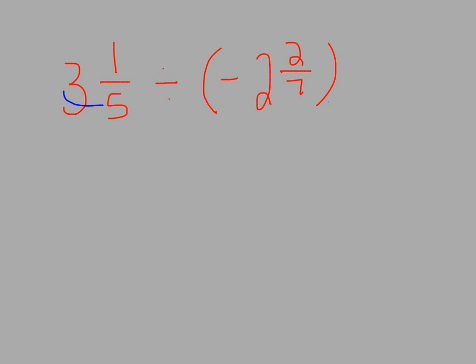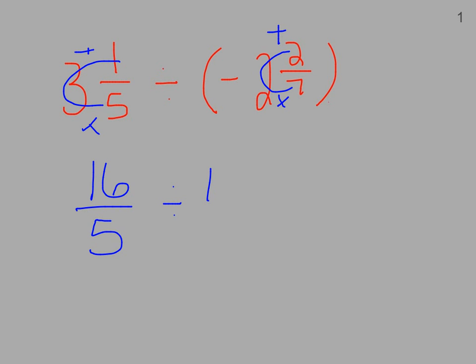So we're going to multiply here and add on the top, and 5 times 3 is 15, plus 1 is 16. So we have 16 over 5. And then here we'd have 7 times 2 is 14, plus 2 is 16. We'd have 16 over 7, and it is negative.